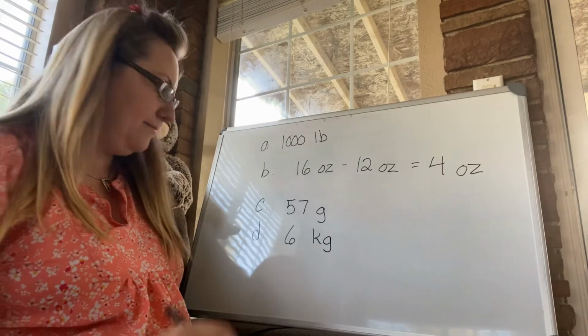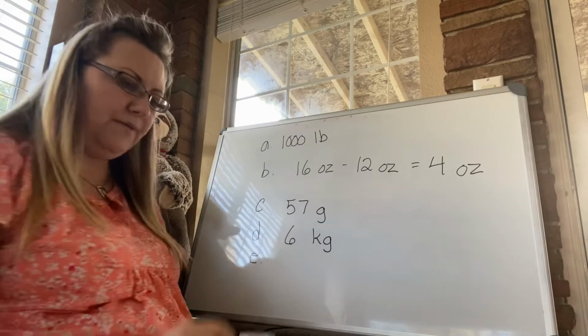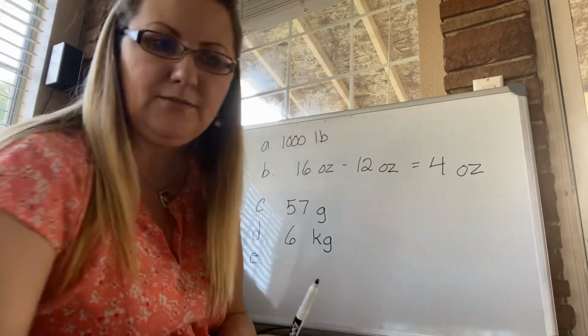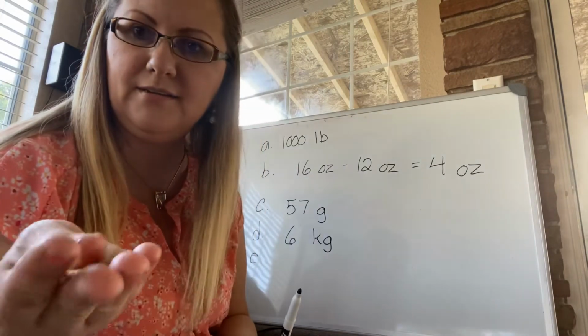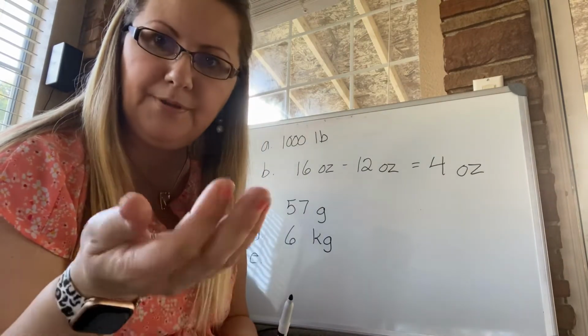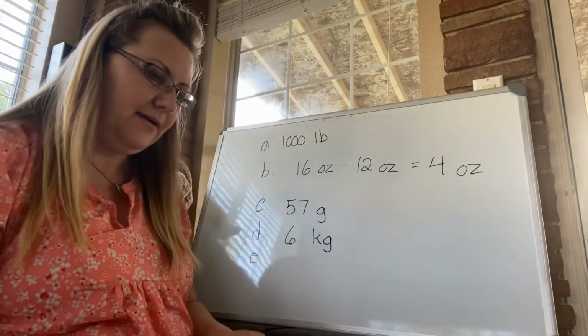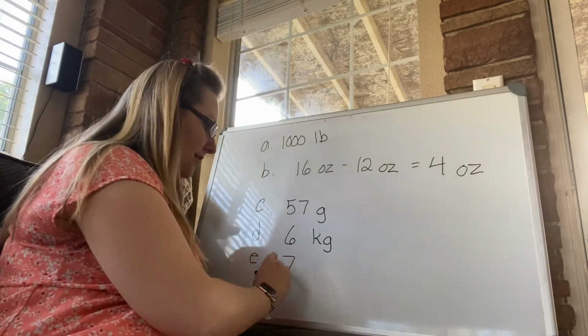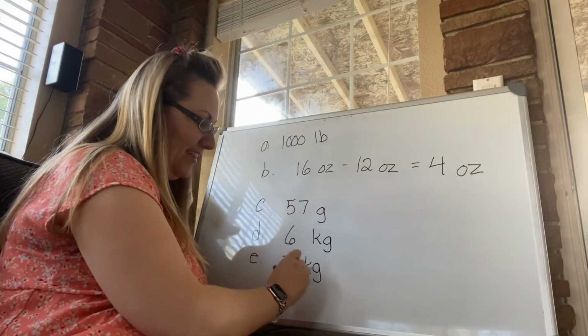Okay. Letter E. How about a bowling ball? Would it be closer to 7 grams? Remember, a gram is about the mass of a paper clip, how much stuff there is. Or 7 kilograms. Kilograms is bigger. Bowling balls are pretty heavy.